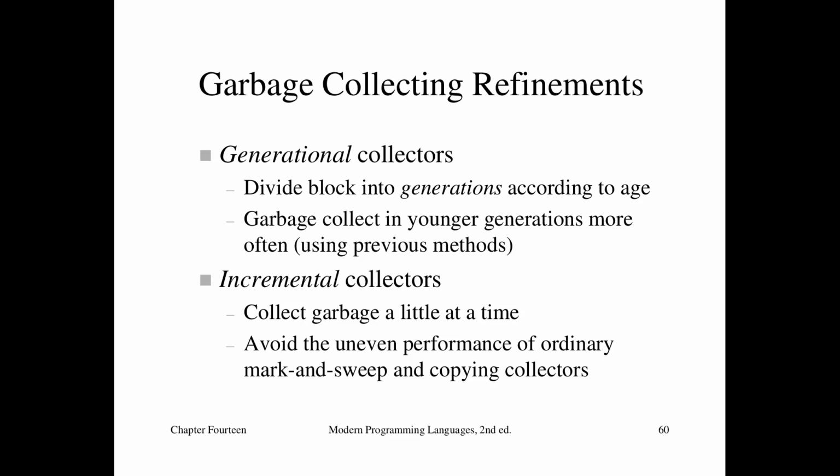Now, there's been all sorts of refinements. So you have generational collectors, which divide blocks into generations based on age, and then we can collect things. The goal is to collect the younger generations more often, the things that have been more recently used. We have incremental collectors, which only collect a small amount of garbage at any one time. They don't have to worry about the uneven performance of typical mark and sweep and copying collectors.